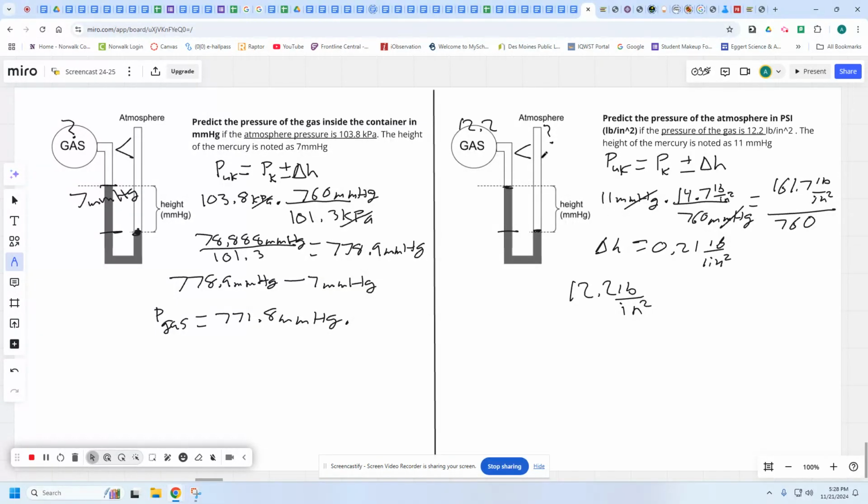So the atmospheric pressure must be the gas plus that height change. So we're going to add on the 0.21 pounds for every inch squared. And now, since we have like terms of PSI, pounds for every square inch, we can add these up. And so what we should find is that the pressure of the atmosphere is approximately 12.41 pounds for every inch squared.